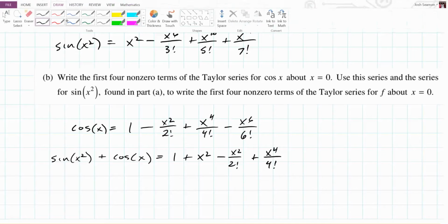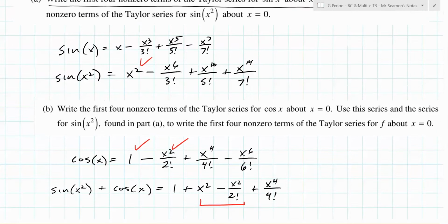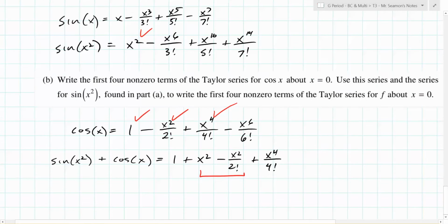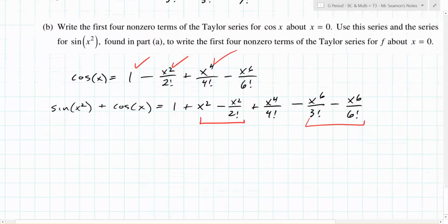The trick here is you have to make sure you keep track of everything. I just did this and these two because these two are going to combine into one term. And then I did x to the, oh, there's an x to the 4th right here. So what's the next power that's in there? x to the 6th, but how many of those terms are there? So you have minus x to the 6th over 3 factorial, minus x to the 6th over 6 factorial, and you have to have all of those in there. Are you done yet? No, you have to simplify this.